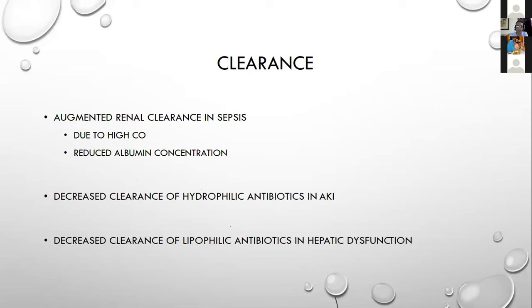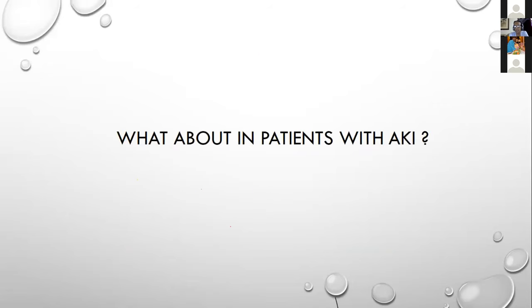I've already alluded to this, so I won't go into much detail. Remember that patients have a decreased clearance of hydrophilic antibiotics in acute kidney injury. They also have decreased clearance of lipophilic antibiotics in hepatic dysfunction. So in patients who have got hepatic dysfunction, especially when you're giving quinolones, you should be very, very careful. What about patients with acute kidney injury?